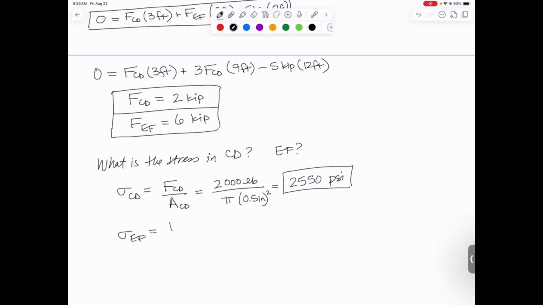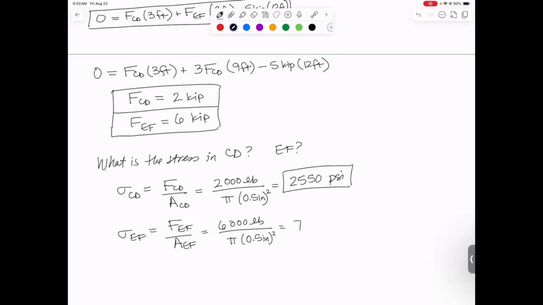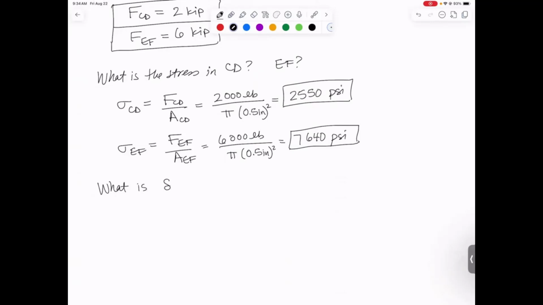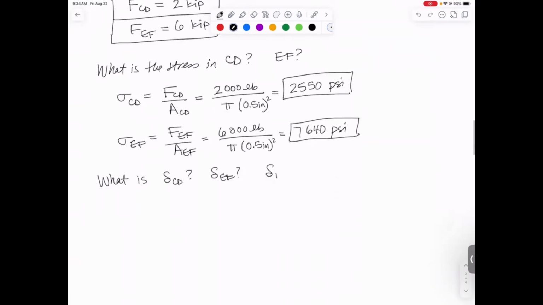Let's find the stress in EF. That's the force in EF divided by the area of EF, which is exactly the same. So I should end up with 6,000 pounds divided by that same area, pi times 0.5 inches squared. It comes out to be 7,640 PSI, because it should be 3 times bigger since the force is 3 times bigger and the area is the same. The other question that we could ask here would be, how big are those deflections? So what is the deflection of CD, the deflection of EF, and the deflection of point E at the end?